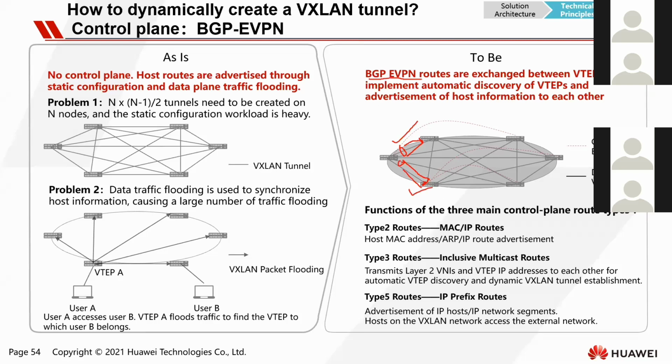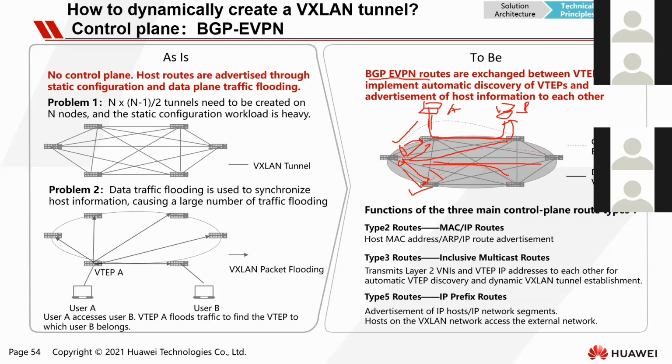And another thing is BGP EVPN routes will help you advertise the user information to the switch. So now when user A, for example, wants to communicate with user B, our switch will already know where user B is and it will directly send this traffic.